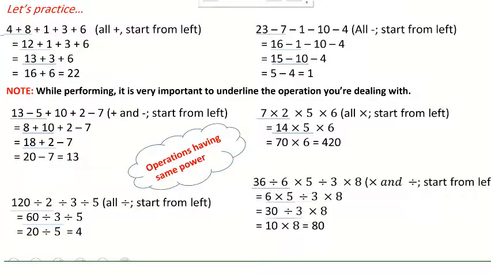And then the last one, we have division and multiplication at the same time. So multiplication and division are of the same power. So addition and subtraction are of the same power, and division and multiplication are of the same power. So we start from left to right. I advise you to practice these. Just copy the expression, try to solve it on your own, and then check your answer.